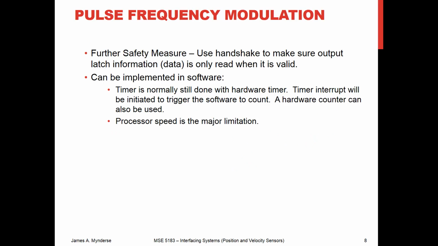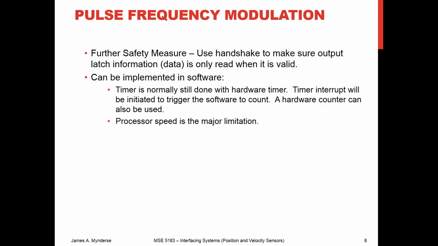We could also use handshaking to make sure that our output is correct. And we could do this all in software. We would use a hardware timer still, because a hardware timer is not going to be delayed at all by different software processes running. You are going to be limited by processor speed, because you're doing a lot of operations, and you're worried about the operations all happening at the right time. And so if you've got this as one subroutine within a larger program, it's possible that things could be delayed based on priorities. And so I'm not sure that doing it in software is a great idea unless you've got just a lot of extra processing power.